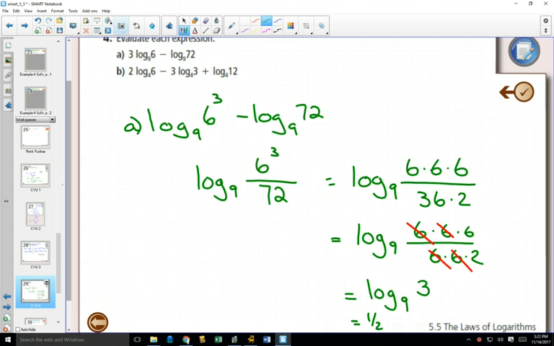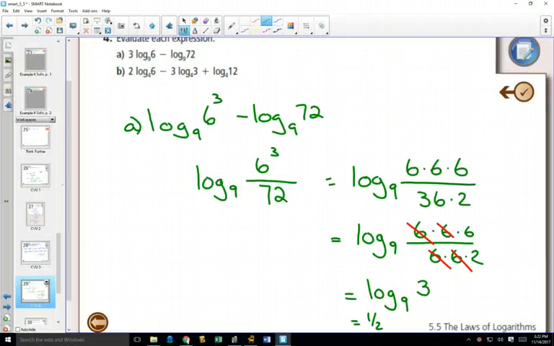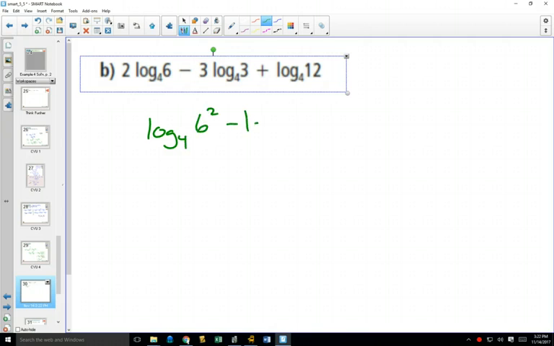For our second one, again, a quick look at all of those. I don't know 4 to what power is 6, 4 to what power is 3, 4 to what power is 12. It might make sense to try to combine these as a single logarithm. First of all, the exponents would go in.